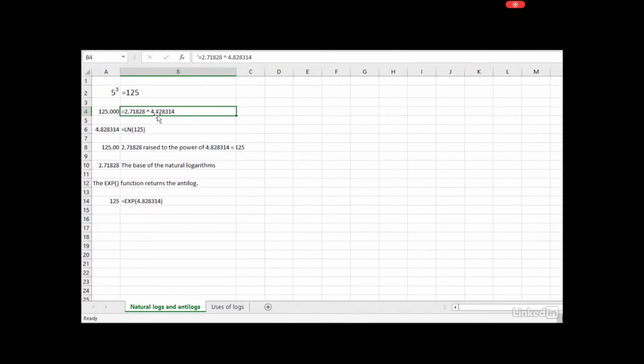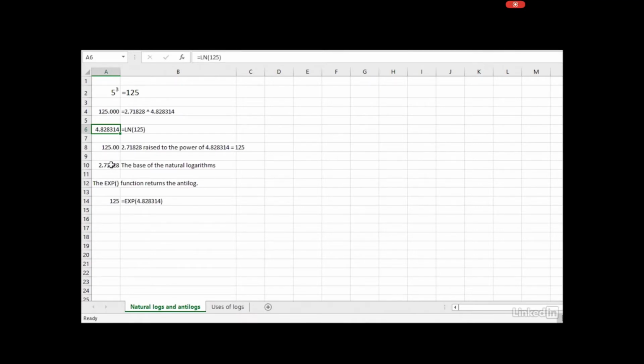The logarithm is the number following the caret here. In this case, the logarithm is 4.828, and we raise the base of the natural logarithms, 2.718, to the value of the logarithm to get that number. So if 5 cubed is 125, then the natural logarithm of 125 is 4.828. Excel has a function called ln, which will return a natural logarithm. If you take the natural logarithm ln of 125, it will return 4.828 as the log.